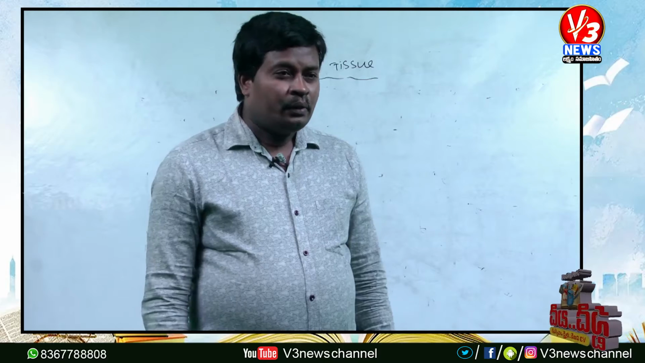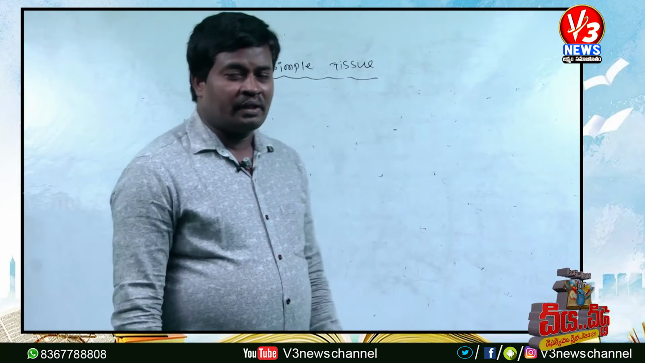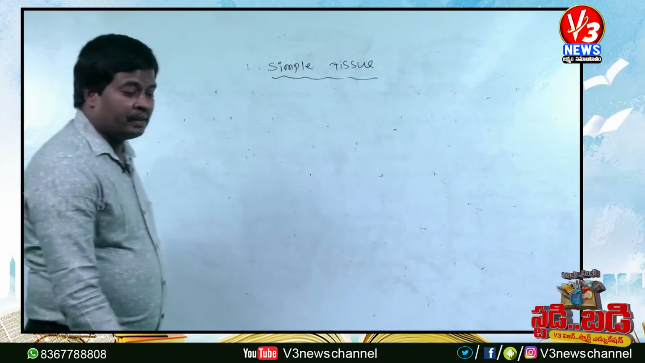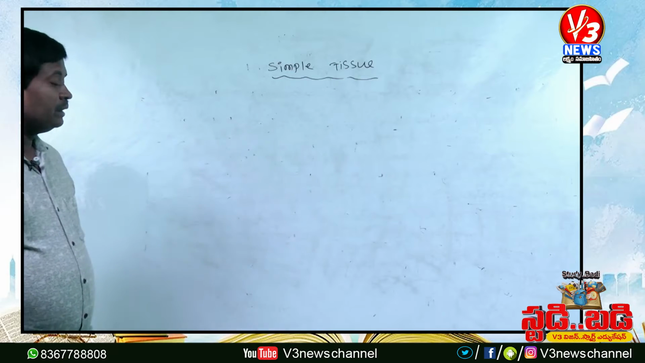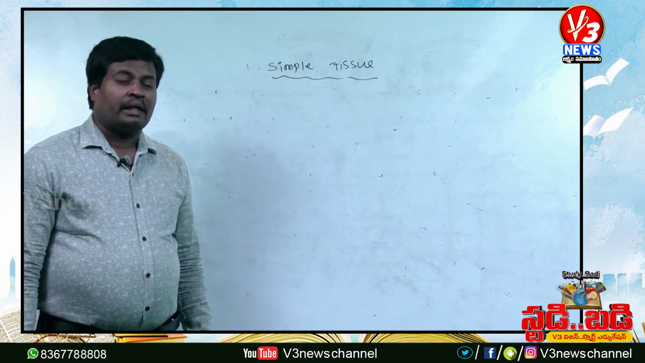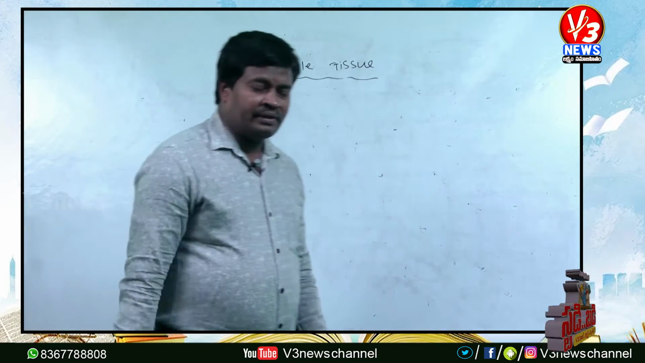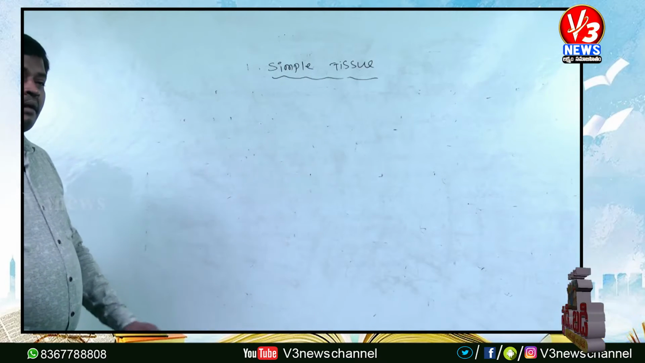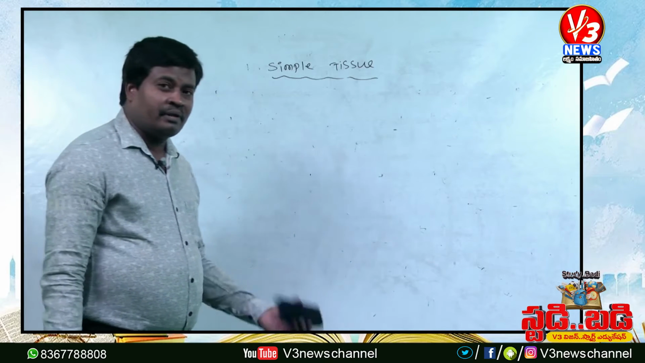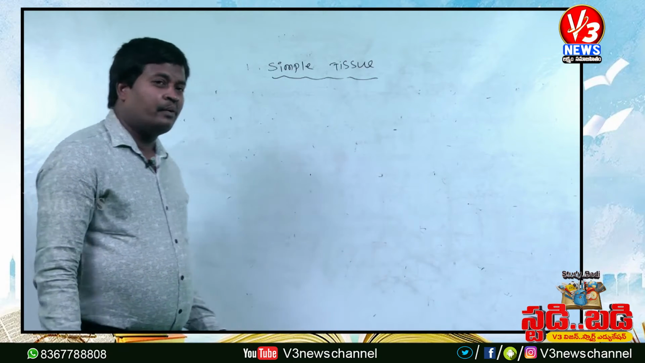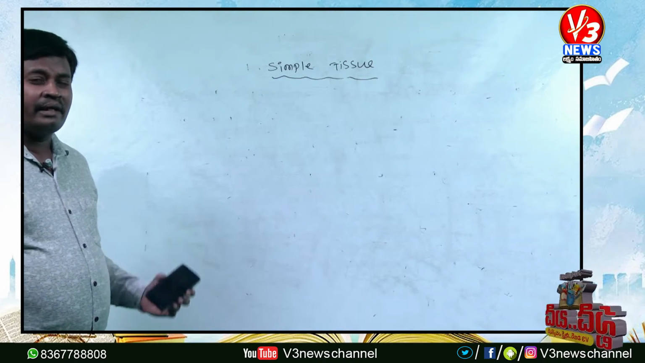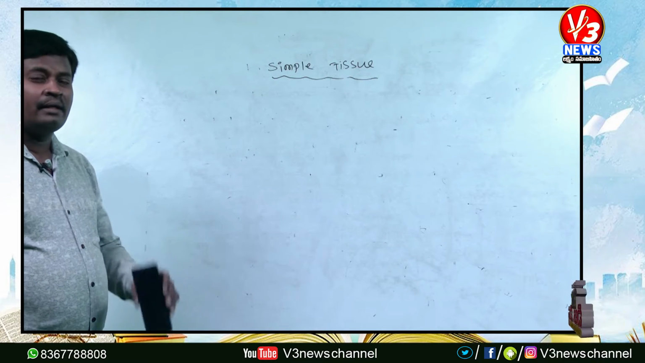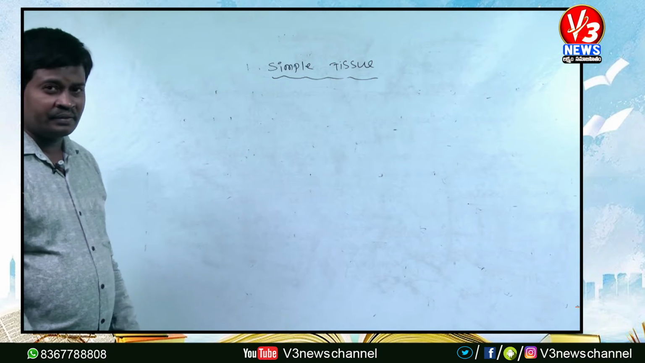NEET exam is postponed to September 13. During this period, how much time is there? Nearly 1.5 months. In 1.5 months, whichever topics you feel are difficult, you can cover them. In the NCERT book, you can cover each and every word, including corner words or corner topics also.